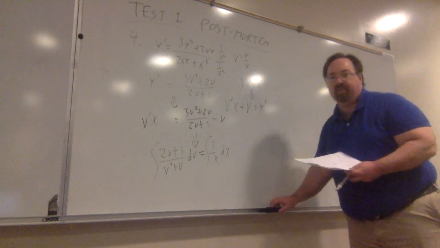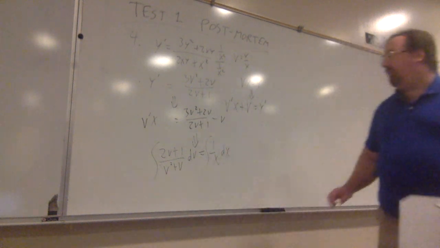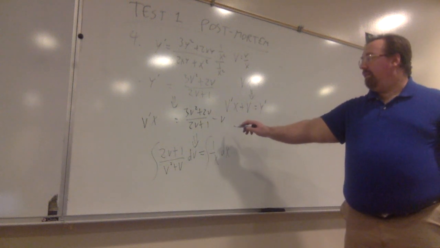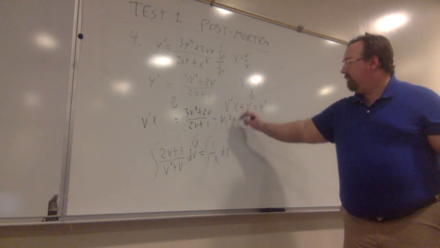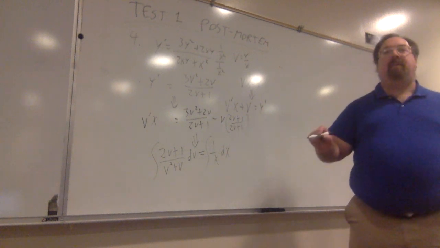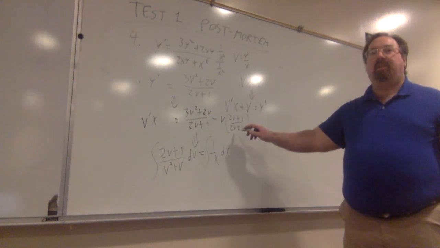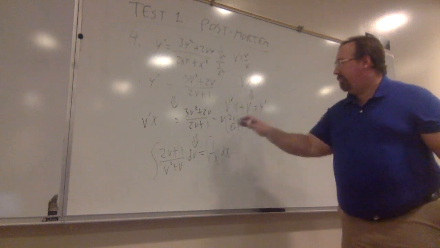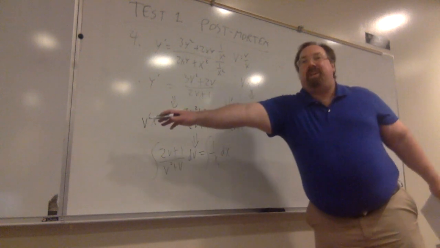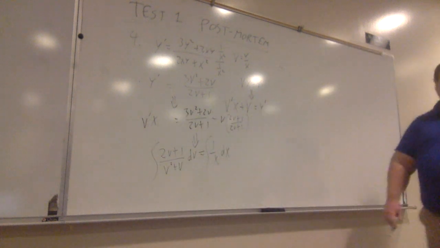Okay. Yes. What happened to the 3v squared plus 2v? What happened to the constants? That common denominator. Oh, okay. And then once you simplify all this, you divide by it to move it over here, and you get that. Yeah, that makes sense. Okay.